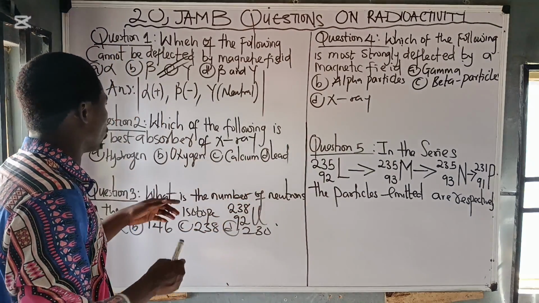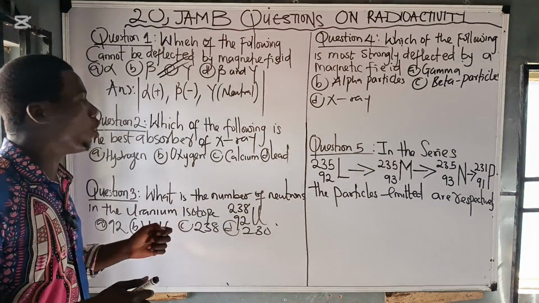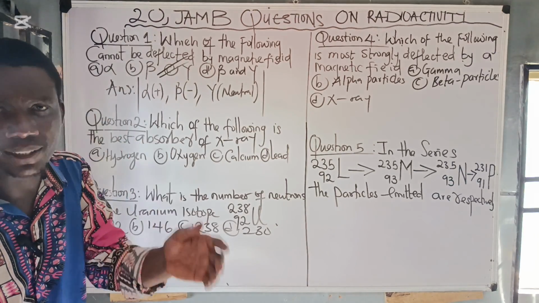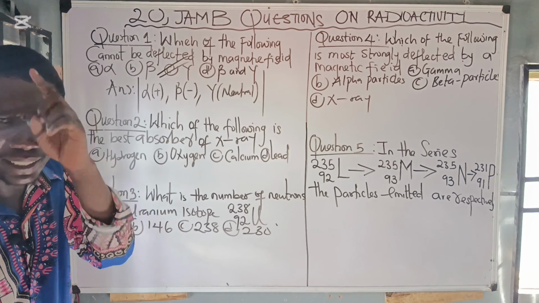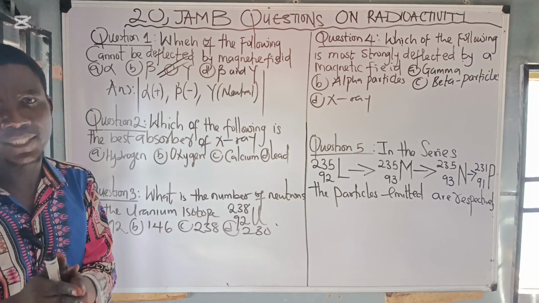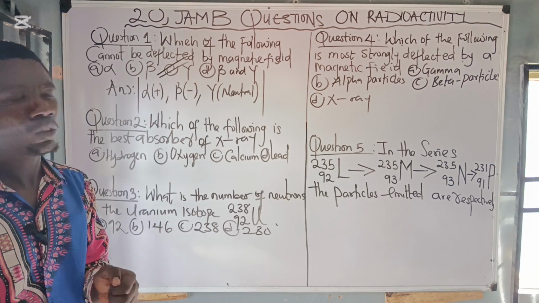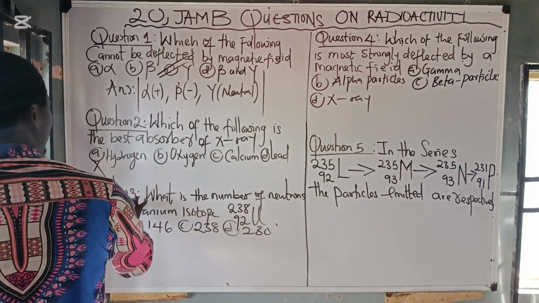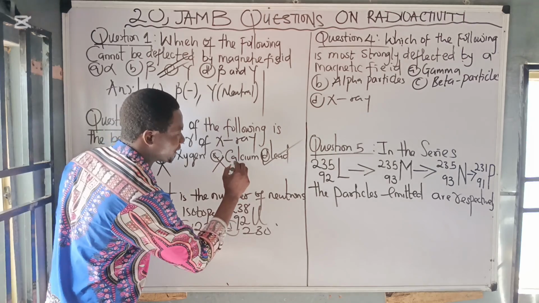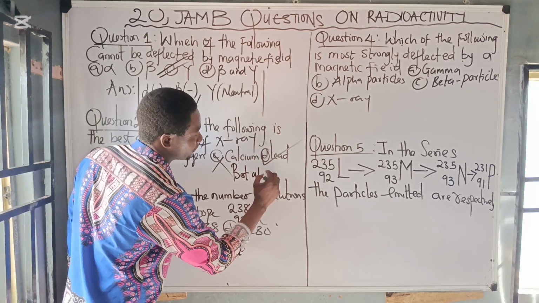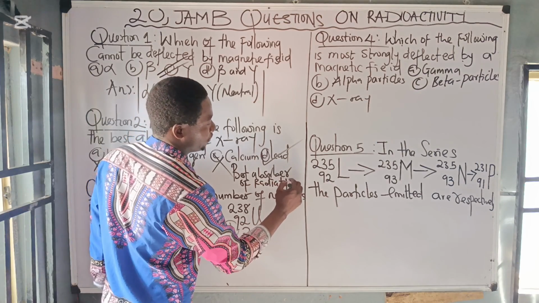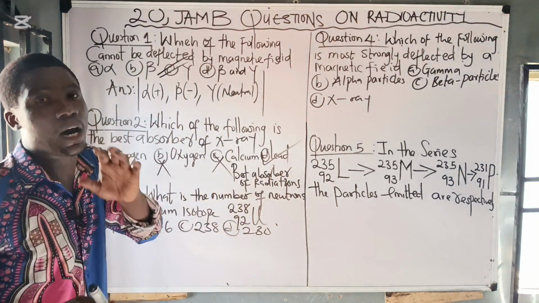Now, question number 2. Which of the following is a best absorber of X-ray? Don't forget, the best absorber of any ray, whether radioactive or electromagnetic, is lead. And that is why even the walls of nuclear plants are built with lead, concrete, and iron. So it should be noted that the answer is not hydrogen, oxygen, calcium. The answer is lead. Lead is the best absorber of radiations.